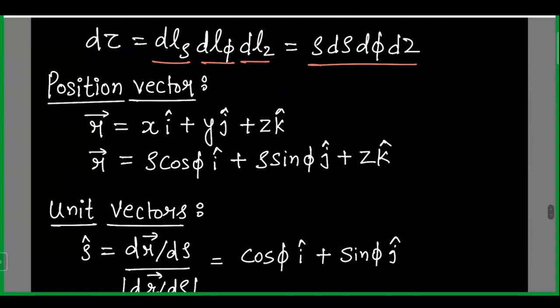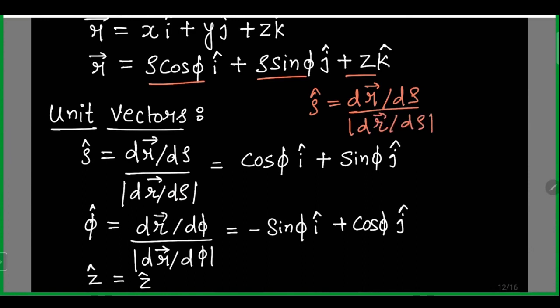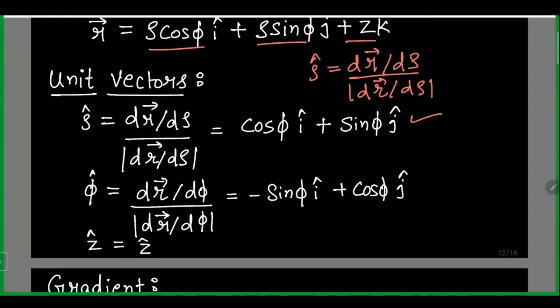Now, what are position vectors? The position vector is x i cap plus y j cap plus z k cap. You have already found the x, y, and z values, so just put them in and you will get your position vector. Unit vectors I discussed in the last class. If you want to find rho cap, you differentiate your position vector with respect to rho and divide it by the magnitude, because to get a unit vector you have to divide by the magnitude. Similarly for phi cap, you differentiate your position vector with respect to phi and divide by the magnitude. So you will get minus sin phi i cap plus cos phi j cap, and z cap will be z cap. There is nothing more in that. So we can write z cap or k cap, anything is fine.